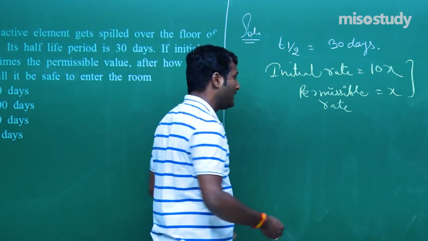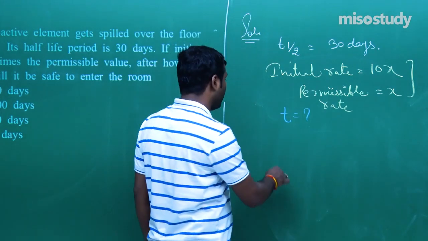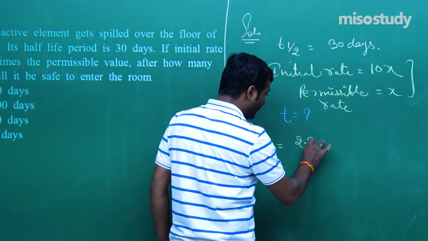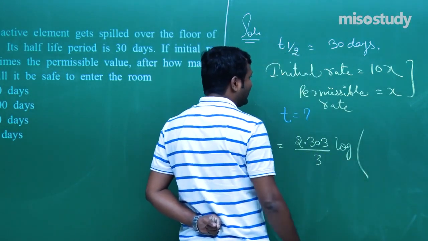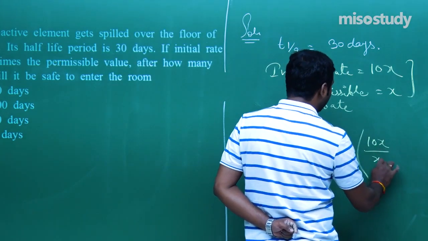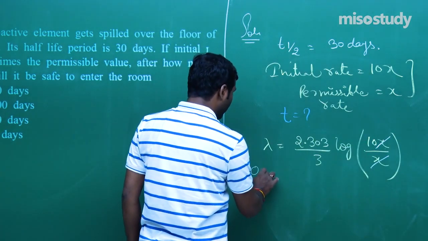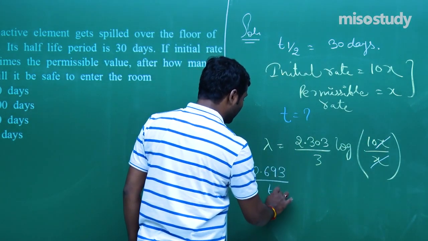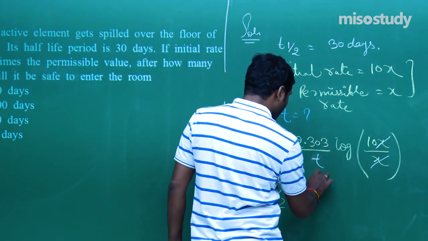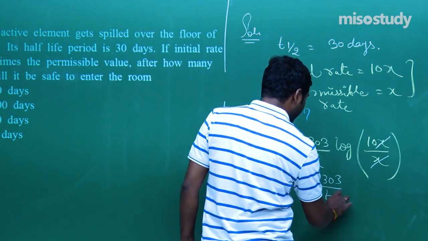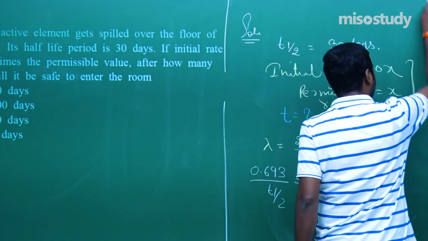Now what do we have to find? We have to find the value of T. Now how to solve such a question? We know lambda is equal to 2.303 upon T log n naught upon n, that is the initial rate 10x upon the permissible rate x. Now this x will cancel. What is lambda? We put lambda is equal to 0.693 upon T half. And here we have 2.303 upon T and log 10. What is the value of log 10? The value of log 10 is 1.